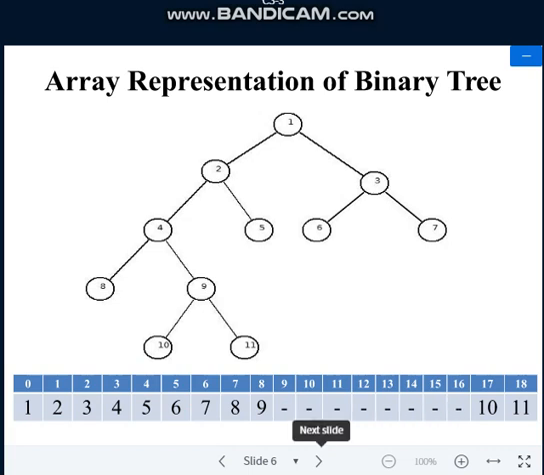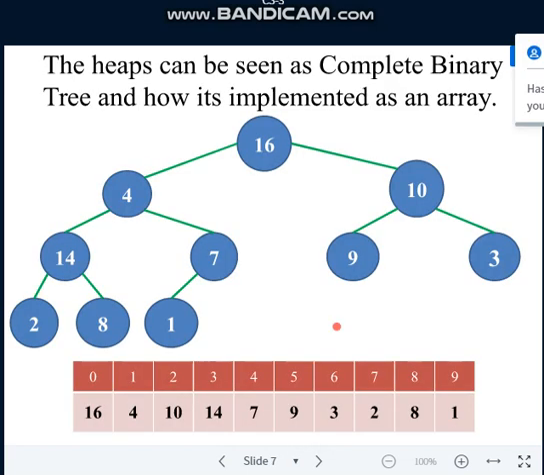Why have we kept all these blank? Because we need to check the indexing of the parent node or the indexing of the child node. How do you check the indexing of all these things? So we need to check the indexing of all these things. How do you check? We'll see.